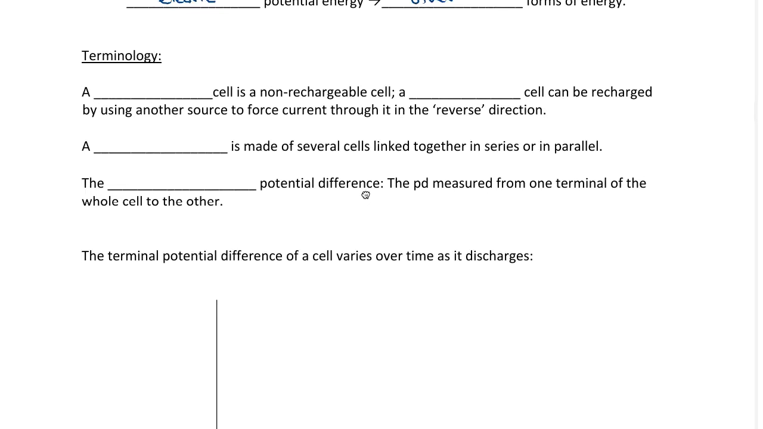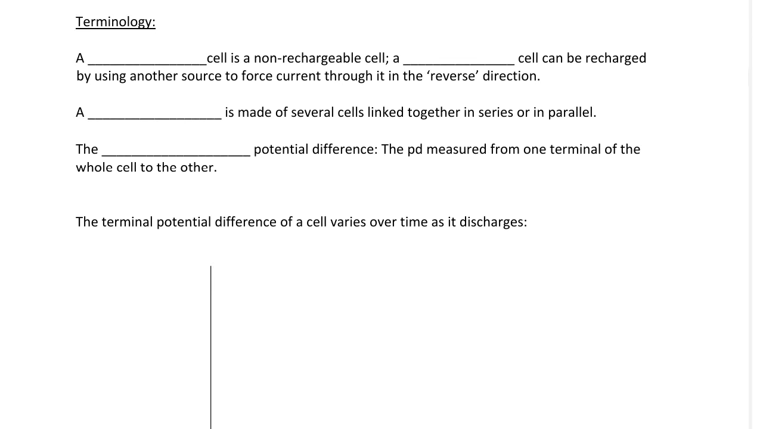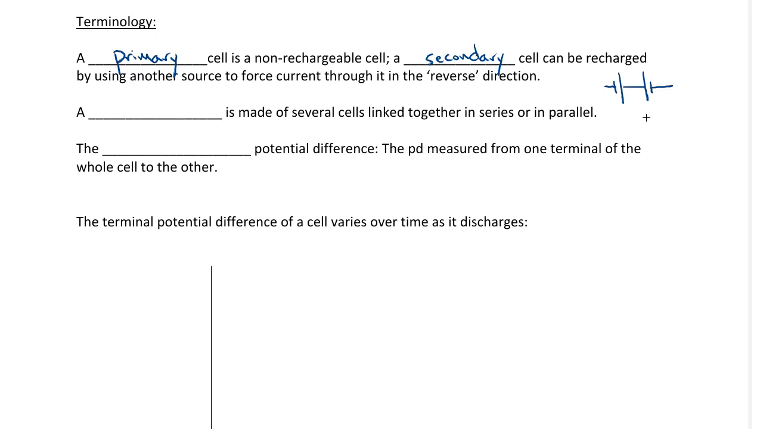A bit more terminology to consider as well. A primary cell is a non-rechargeable cell, whereas a secondary cell is a rechargeable cell. And secondary cells can be recharged by using another source to force current backwards through it in the reverse direction. So connecting two cells, for example, like this, where the positive terminals are facing each other, would allow one to recharge the other. So let's say this was a 10-volt cell and this was a 3-volt cell. The 10-volt cell here would be recharging the 3-volt cell.